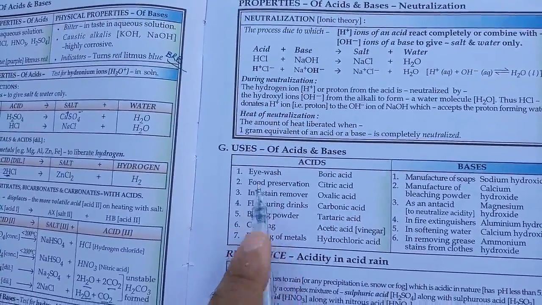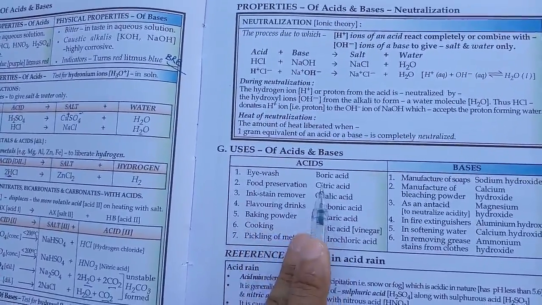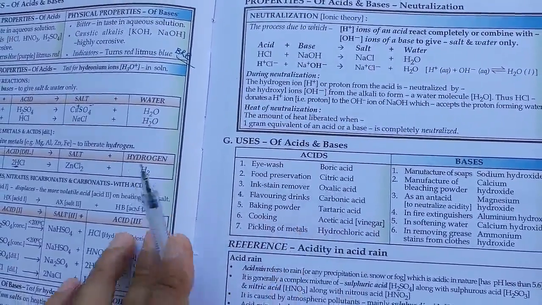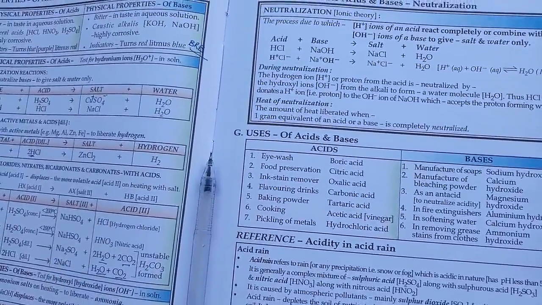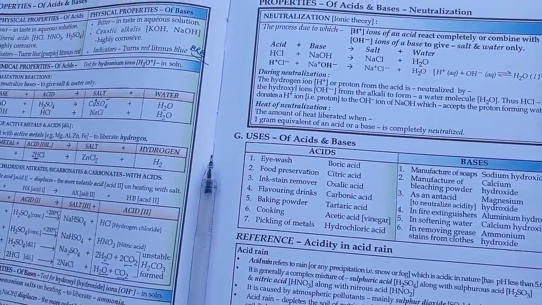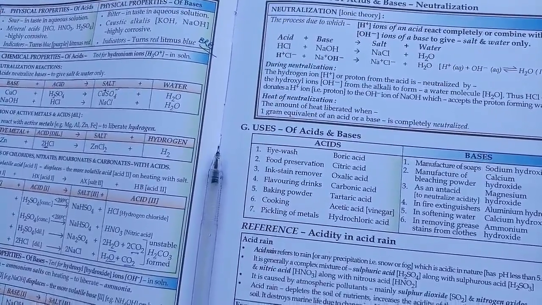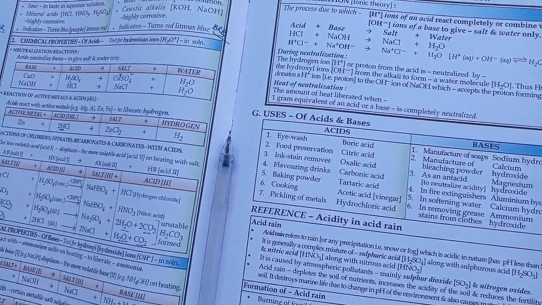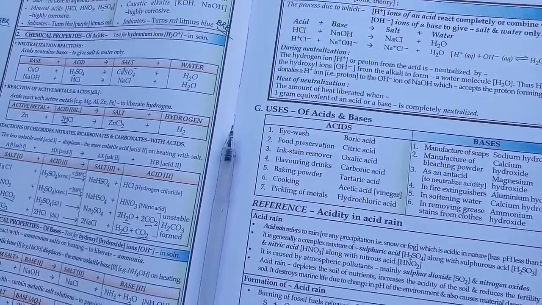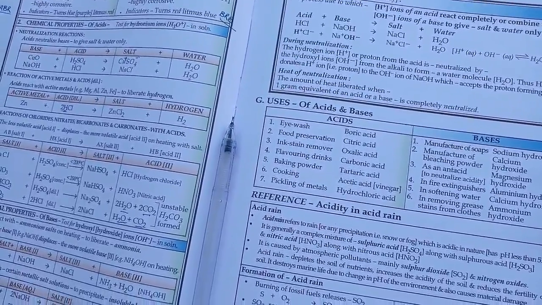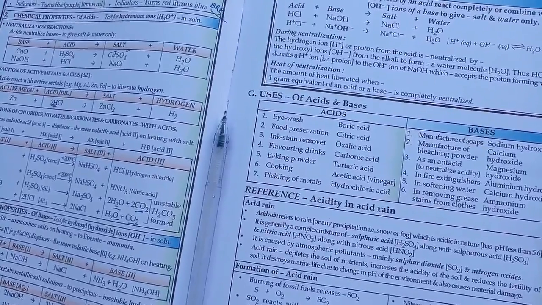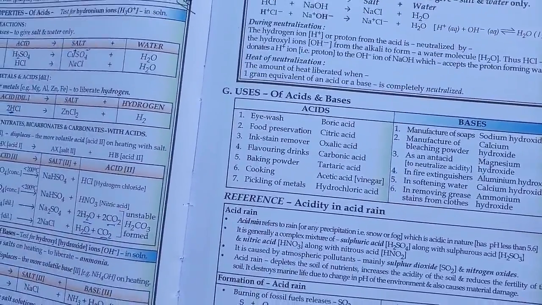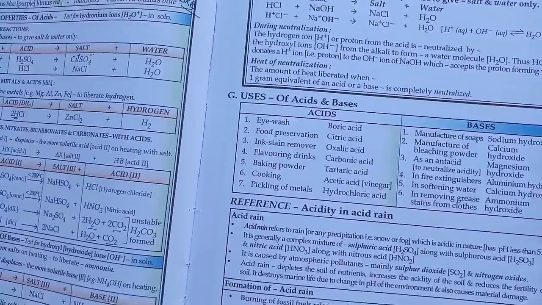Uses of acids. Eye wash. We generally use boric acid to give a soothing effect if some insect enters your eyes while traveling, and sometimes you feel itching and burning. It is not always that the insect releases acid. Sometimes they release base also. So when you come across this, we use boric acid to give a neutralizing effect in your eyes, right?